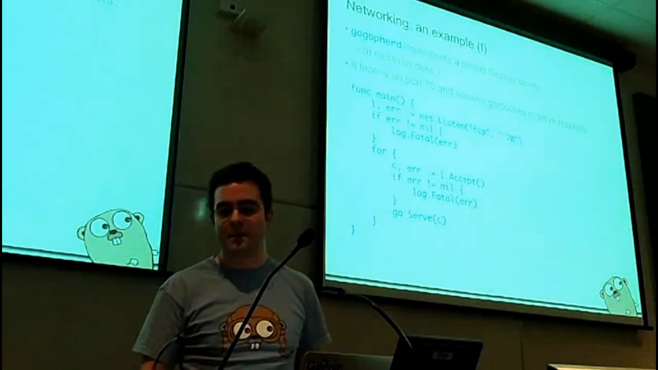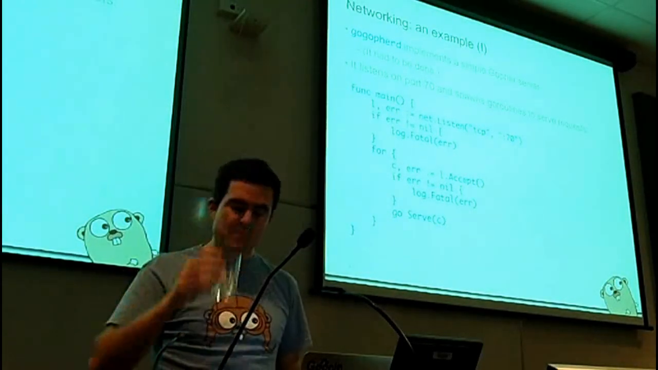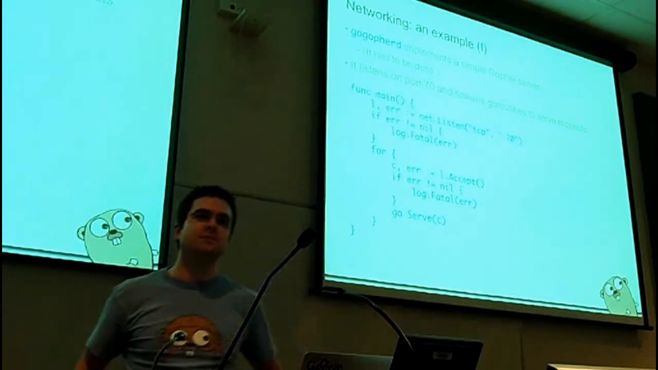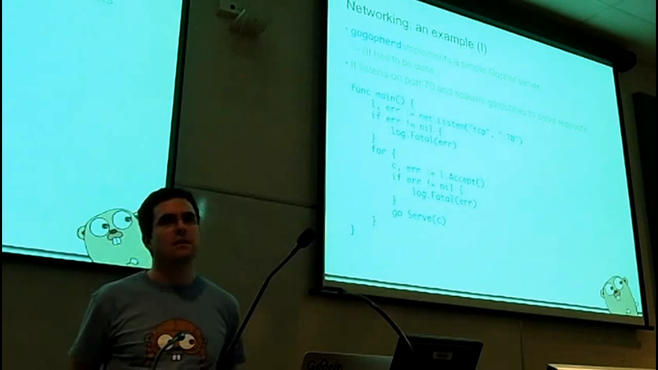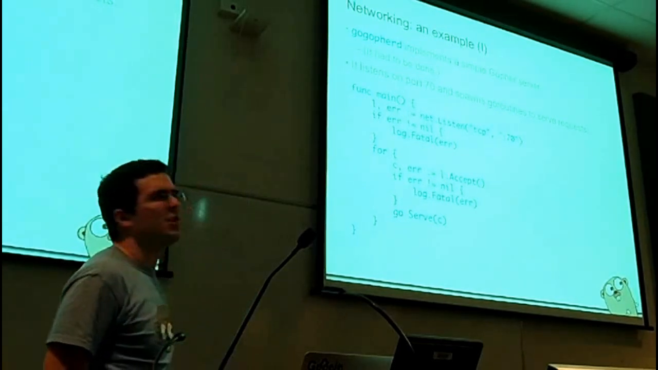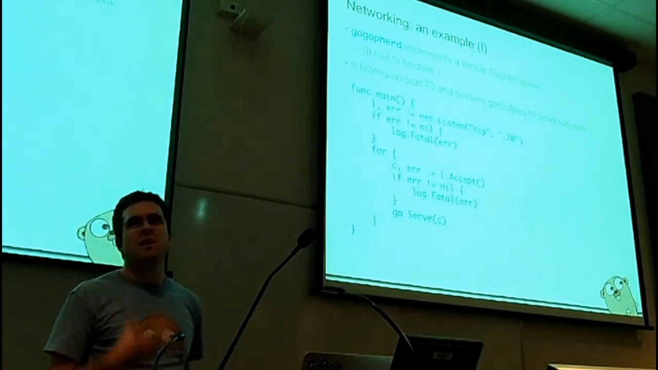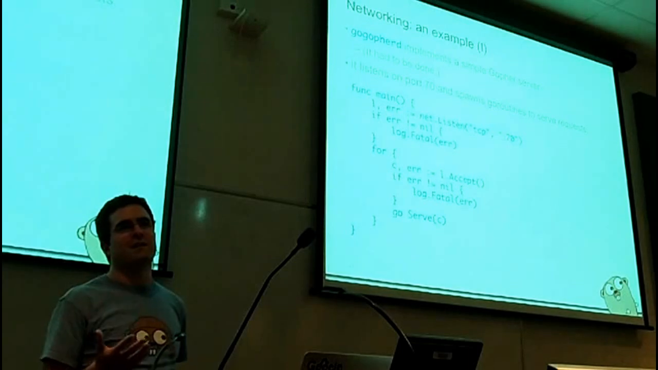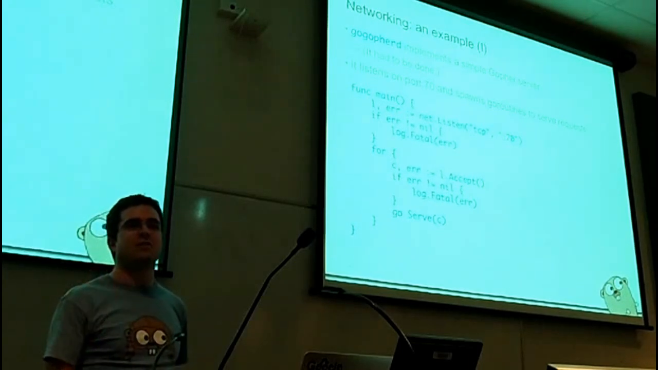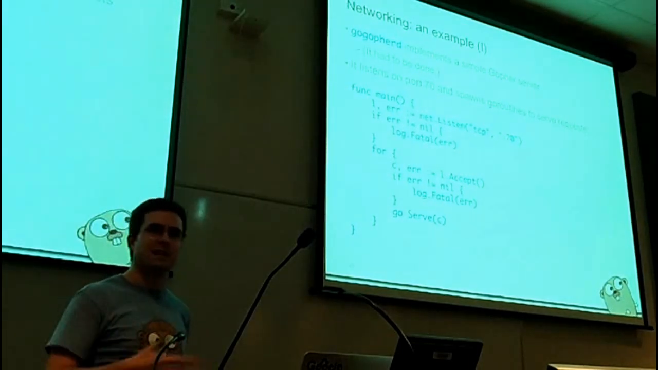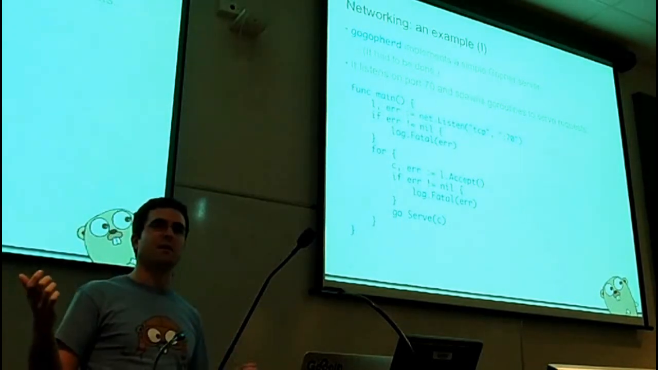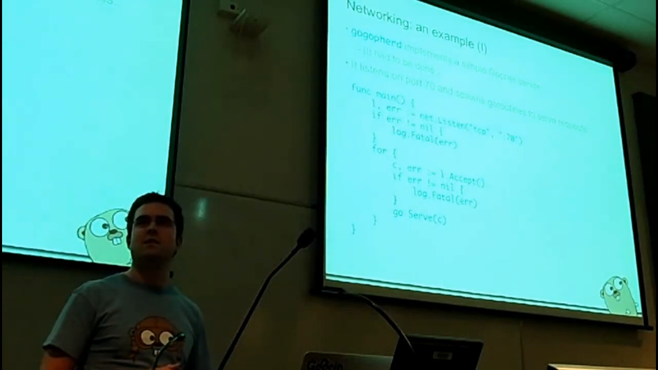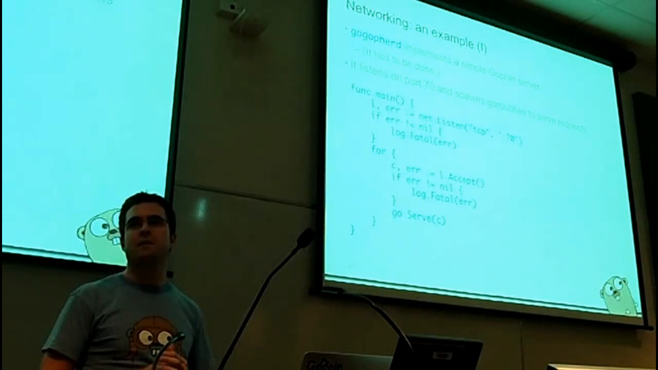So is this the sort of Go idiom for the C select kind of loop? Yeah, pretty much, yes. Except no, not select really, because with select you're writing code that serves sockets asynchronously. But here we just have Go routines that deal with sockets synchronously. To accept and fork loops.